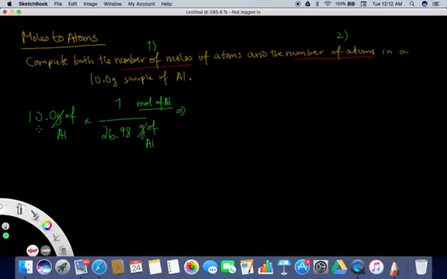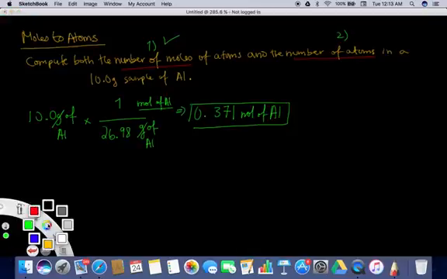And all we have to do is 10 grams of aluminum divided by 26.98 grams of aluminum. And that gives us 0.37, and let's follow sig figs here. There are 3 sig figs, 10.0, 1, 2, 3, 3 sig figs, so 0.371 moles of aluminum. Alright, so we solved part A of this question.